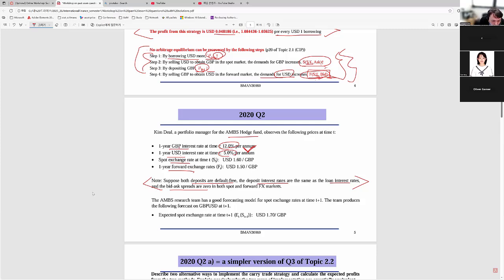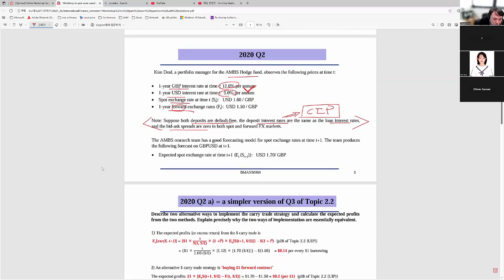Well, I need to add one more thing. Actually, there should be no counterparty default risk for the forward contract too. Anyway, given this, we can say that CIP holds. So CIP holds with this example.